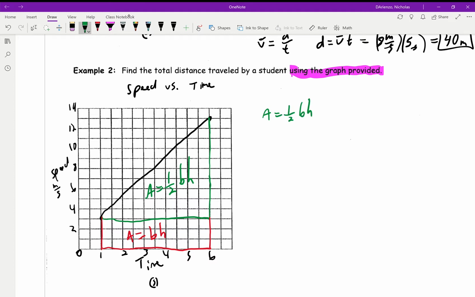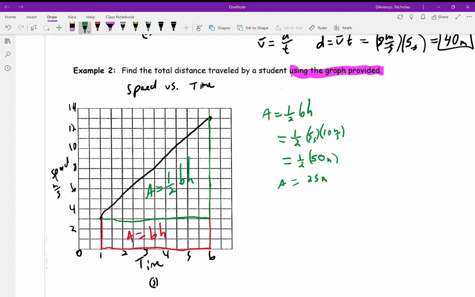Area of a triangle is 1/2 base times height. The base of this triangle is going from seconds of 1 to 6. That's a total of 5 seconds. And the height is going to go from 3 meters per second to 13. That's 10 meters per second. I'll leave units in there so you can see what happens here. 1/2 times 5 times 10. 5 times 10 would be 50. Seconds will cancel. We'll be left with 50 meters. This is going to come out to the area being 25 meters.